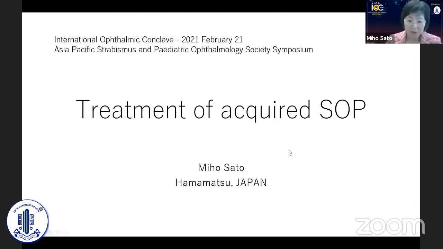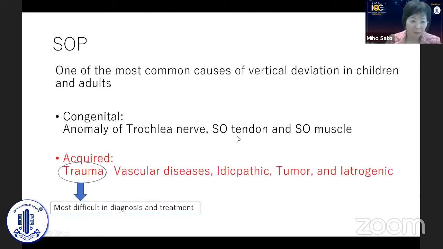Today, my topic is treatment of acquired superior oblique palsy. Superior oblique palsy is one of the most common causes of vertical deviation in children and adults. And there are two types, congenital and acquired. Today, I'm going to focus on acquired superior oblique palsy.